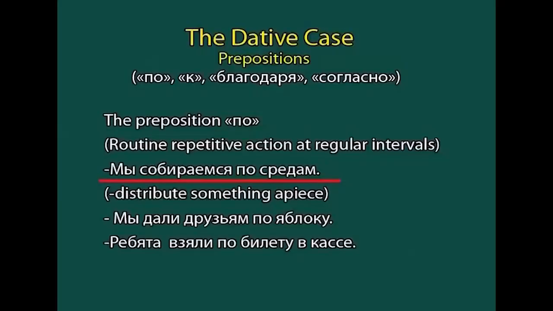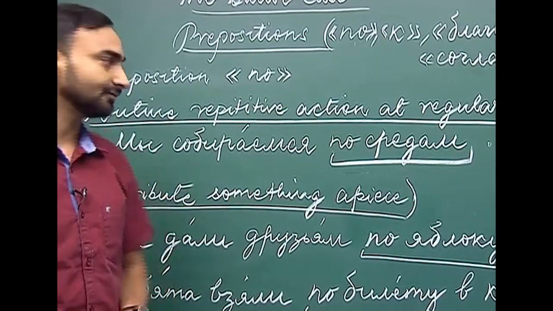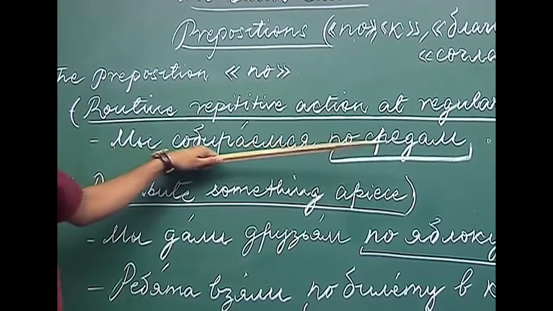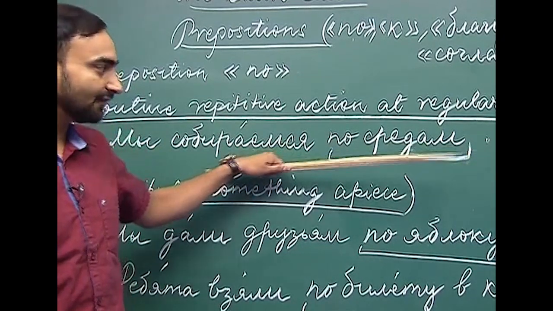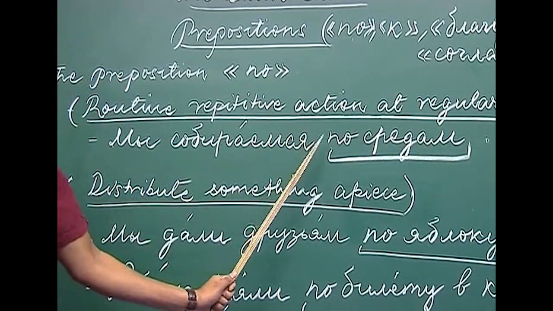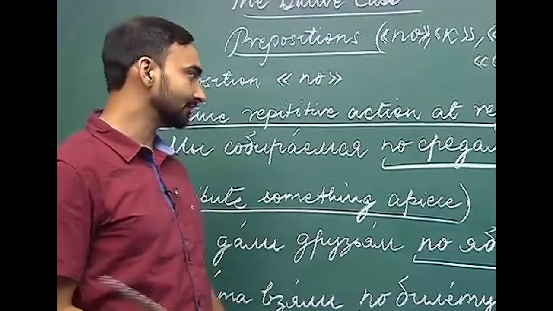For example, mi sabiraimsya pasridam. Here Srida is the name of a weekday, which is Wednesday. Mi sabiraimsya pasridam, we meet on Wednesdays. Here we are using the preposition pa along with the noun in the plural in the dative case.